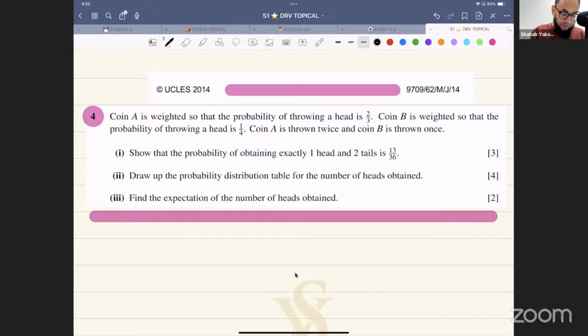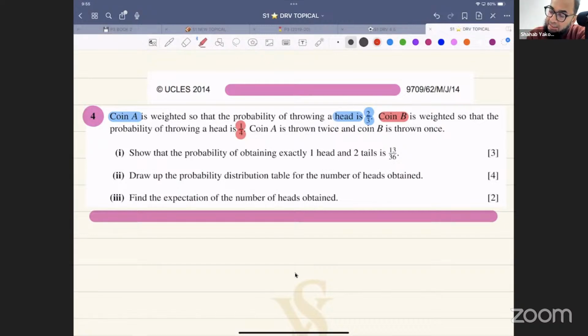So now let's move ahead. Coin A is weighted so that the probability of throwing a head is 2/3. Coin B is weighted so that the probability of throwing a head is 1/4. Focus over here. That means it's not a fair coin, neither A nor B.